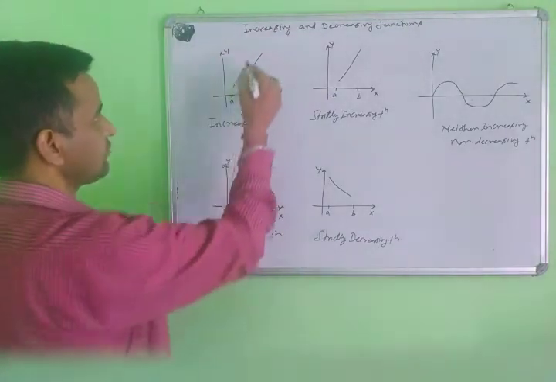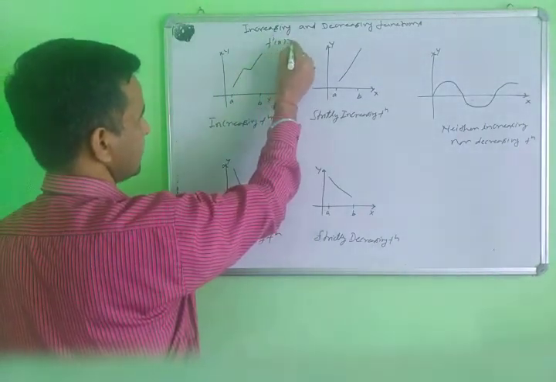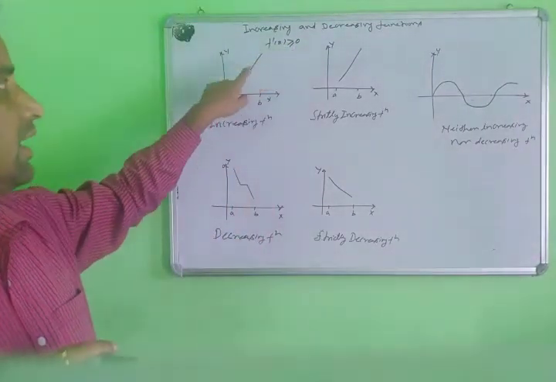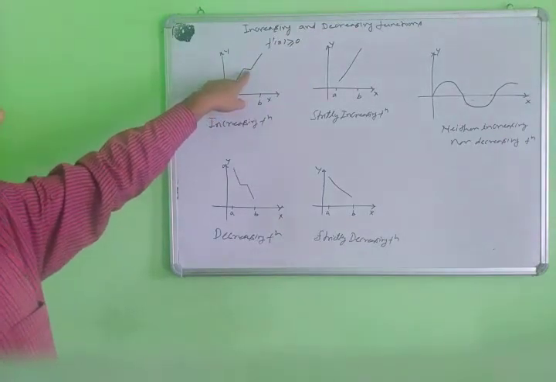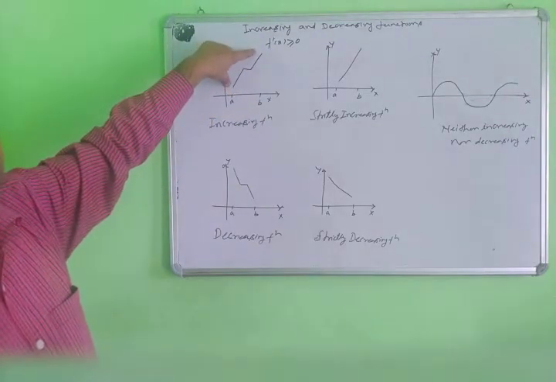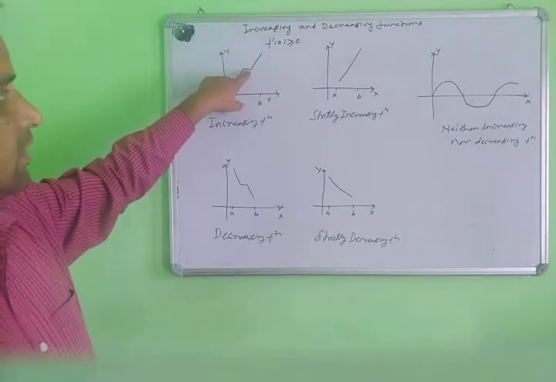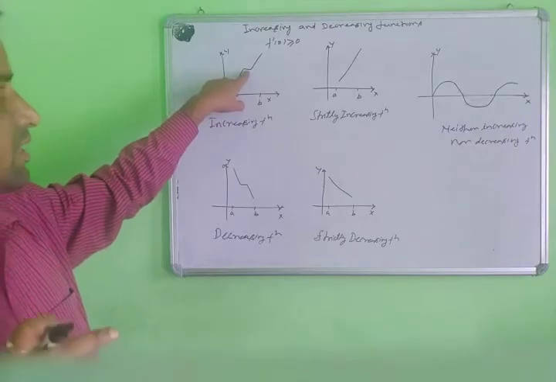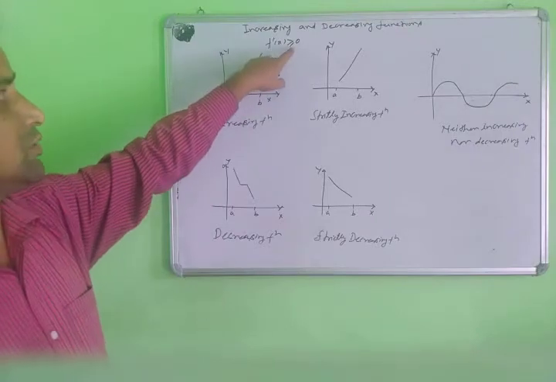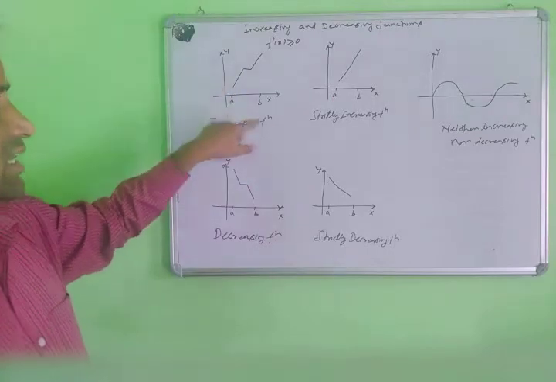Then you can write f dash x greater than or equal to 0. Here we include equal to 0, because in one interval the slope of the tangent is 0, which means this function is not continuously increasing, except in this interval, where the slope of the tangent is 0. So we include 0 here. That means this function is an increasing function.